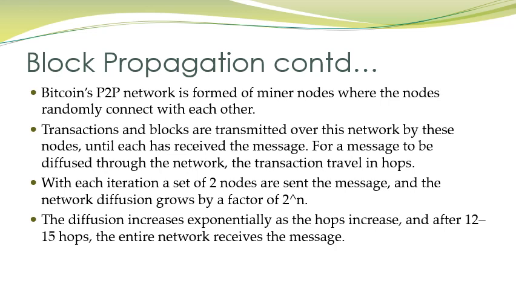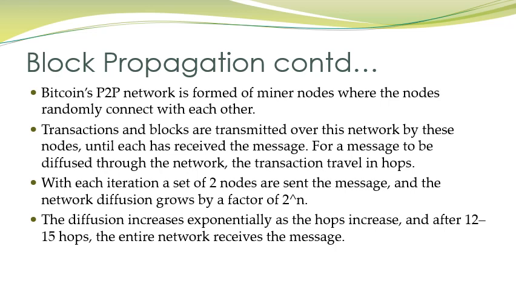With each iteration, a set of two nodes are sent the messages. The miner, the node who will propose the block, will send the block to two nodes, and this process will grow. The nodes who receive this block will send it to two other nodes, and this process will continue. This diffusion process, or broadcasting process, or we can say flooding process, increases exponentially as the number of hops, the number of iterations, increases.